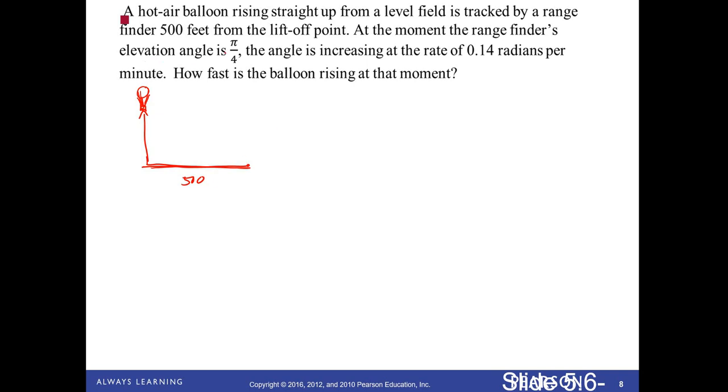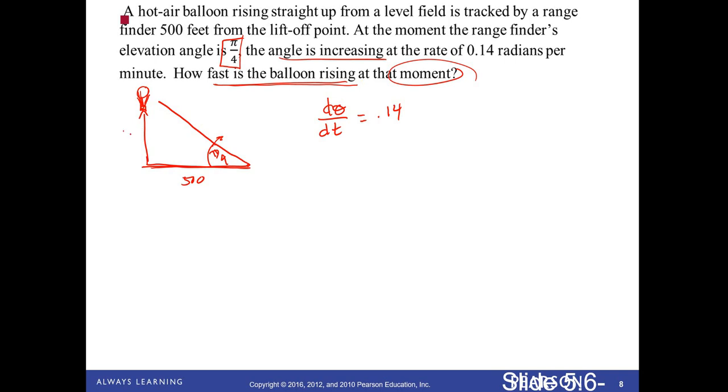At the moment, the rangefinder's elevation angle is pi over 4. The angle is increasing, so for an angle increasing, I'm going to call that d theta/dt. That's a rate of change. It is 0.14, so the angle is getting bigger. How fast is the balloon rising at that moment? Now, they didn't give me the moment exactly, but they kind of did back over here. So how fast is the balloon rising? That's what I'm looking for.